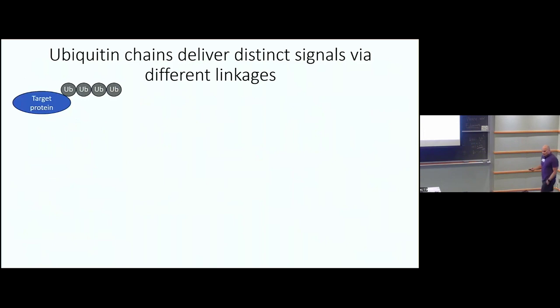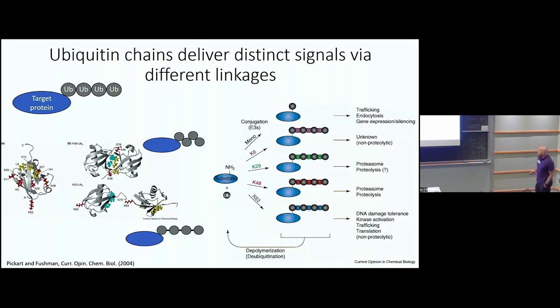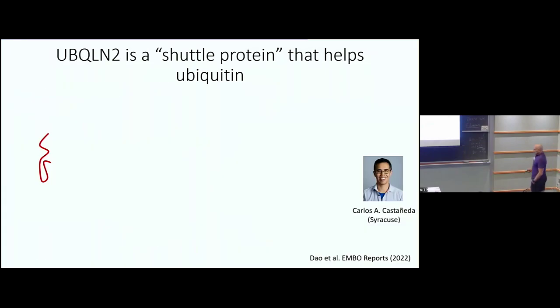So as most of you in this room are sure aware, polyubiquitin chains are used to target proteins to proteostasis or protein quality control targets. But the specific protein quality control outcome seems to be determined by the particular linkages, depending on which side chains are used in order to ligate these ubiquitin molecules. So this was the question that Carlos Castaneda was interested in.